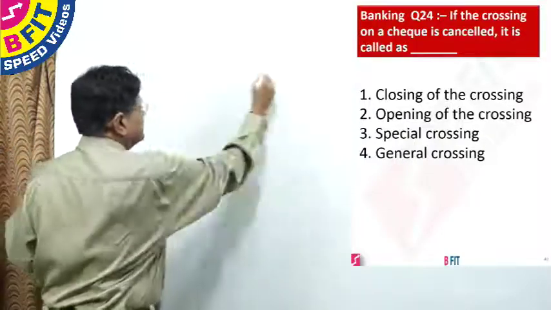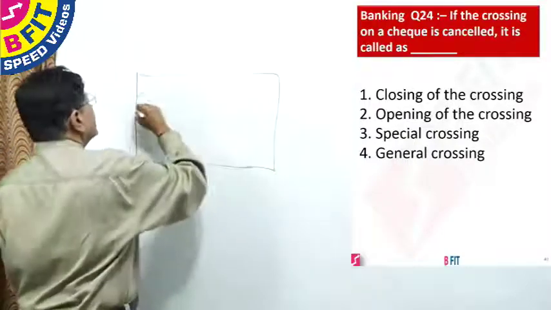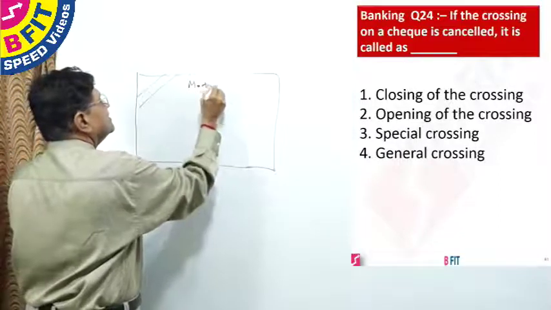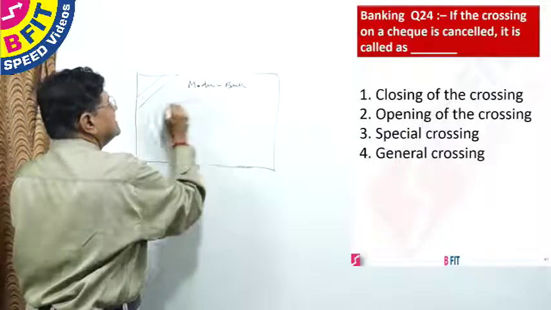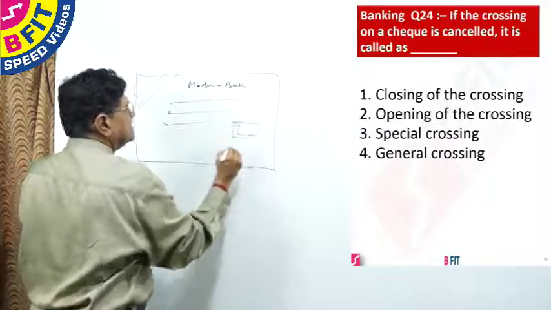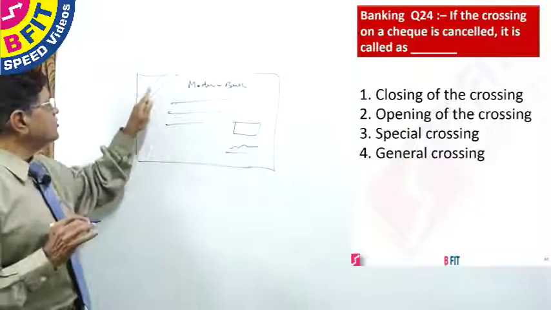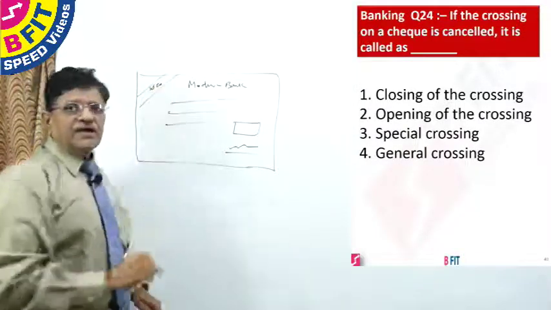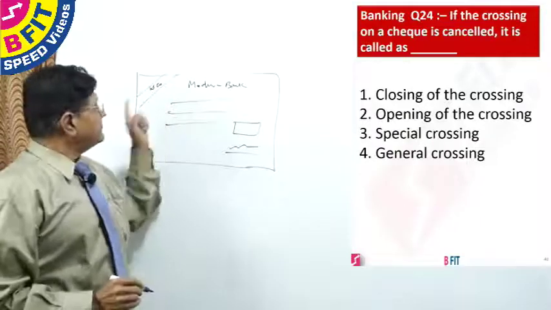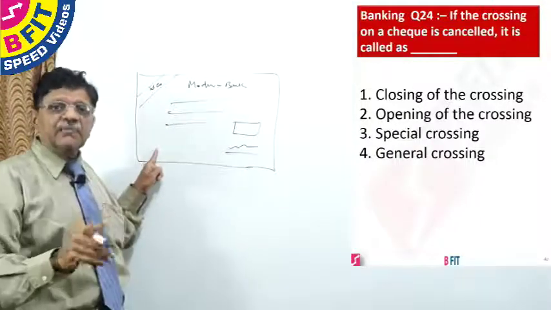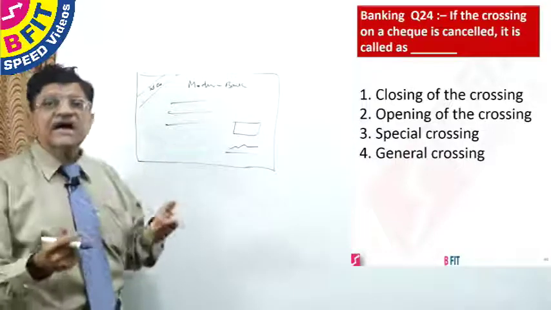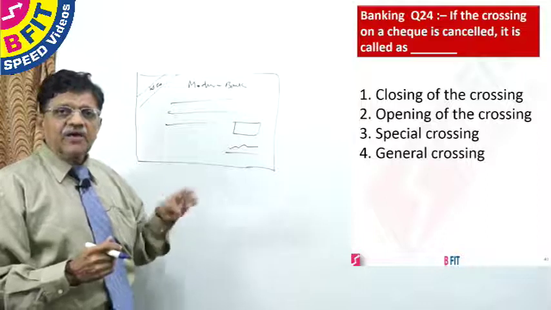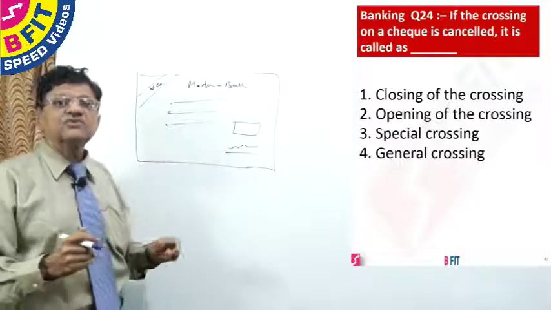This is the check. It is already crossed. You add two parallel lines. Then this is on Modern Bank. Everything is there. It is signed. Simply adding two parallel lines, with or without the words "and company", is called crossing. Now what is the effect of crossing a check? This check you cannot present across the counter and take cash. You have to deposit the check in your bank and only the bank can collect. That is the effect.